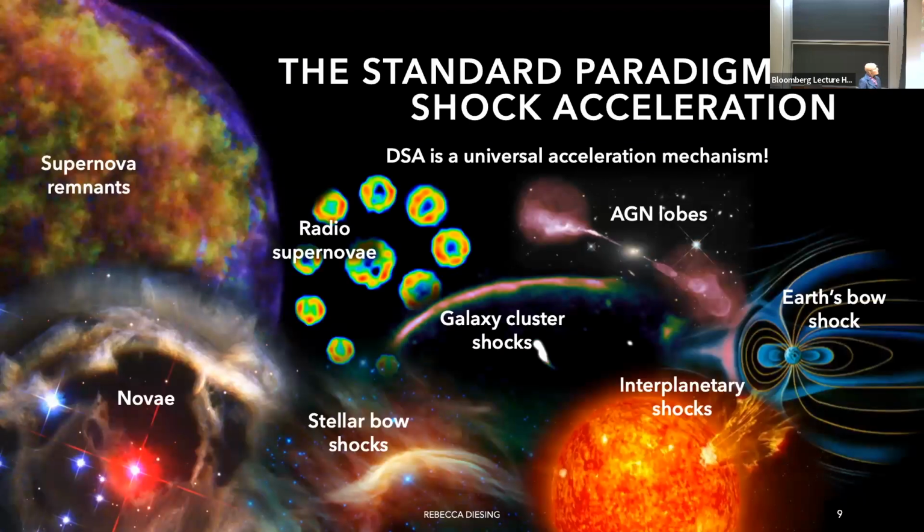Now this is cool because this is actually a universal acceleration mechanism. I have been mentioning this in the context of supernova remnants, but in principle, any astrophysical shock should be able to accelerate particles, at least to some extent. So I'll be talking about how we can apply this to things like novae. There are also extragalactic supernova remnants, these really young radio supernovae. This could be relevant on much larger scales, so galaxy cluster shocks and AGN lobes, and then also in heliospheric contexts, there are interplanetary shocks and our SPAD shock as well.